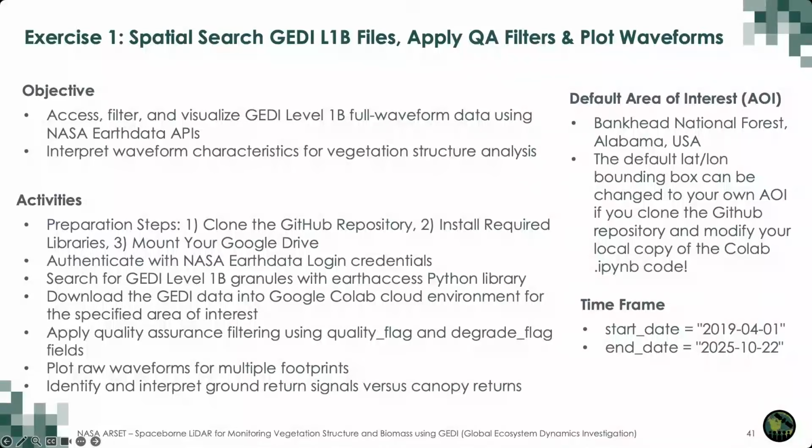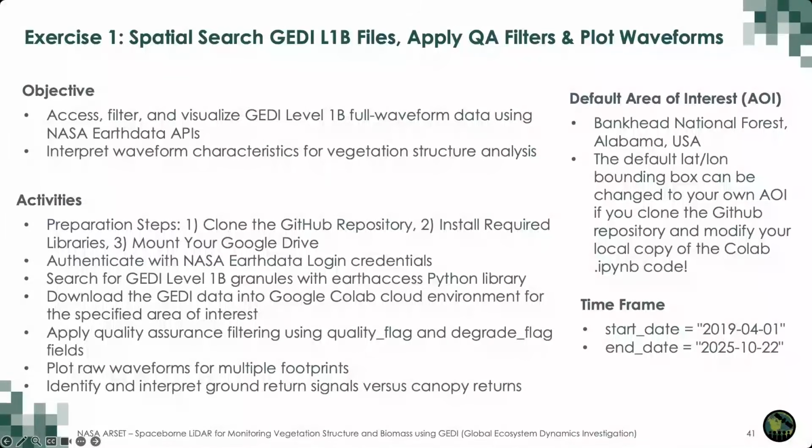In this hands-on demo, we will start by authenticating with NASA Earth Data login credentials. Hopefully everyone has their Earth Data account already set up. And then we will search for GEDI Level 1B granules using the Earth Access Python library. We will download GEDI data for the specified area of interest, apply quality assurance filtering using the quality flag and the degrade flag fields. So there's 2 different fields that we'll be searching for.